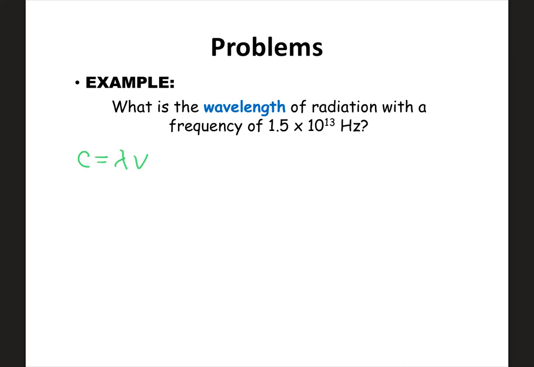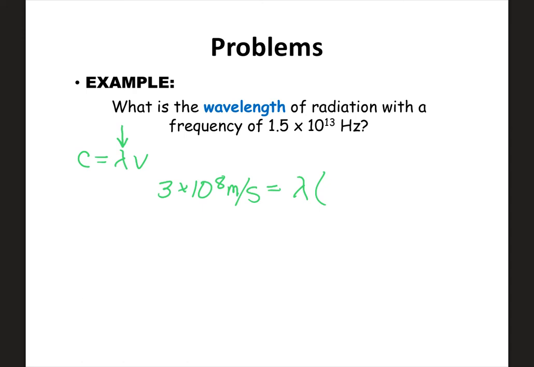So according to this problem, they're asking us what is the wavelength. So we're going to be solving for the wavelength. That means we just plug in and solve for our unknown. So c, remember c is the speed of light. It's always 3 times 10 to the 8th meters per second. It's a constant. It's always that number. Equals wavelength, which is what we're solving for. And then frequency here tells us in the problem that it's 1.5 times 10 to the 13th hertz.